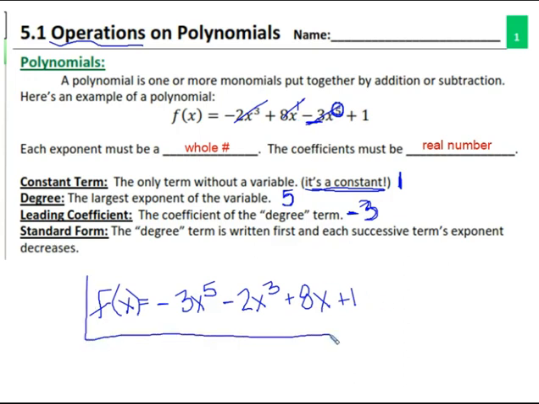Normally you're going to see all of these polynomials written in standard form, where our exponents decrease in this fashion as we go along in our equation. So standard form, really big idea. This is how we're going to see all of our polynomials, or at least this is how we want to write all of our polynomials.